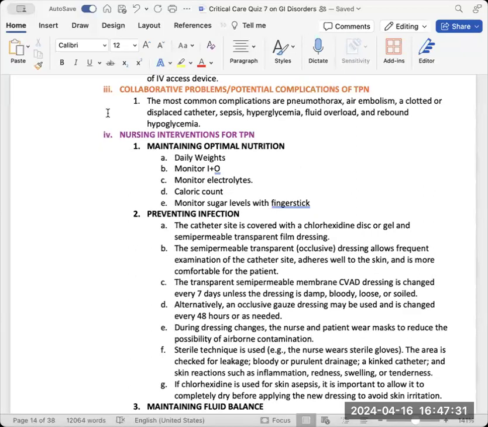Well, one of them is infection, right? We talked about the idea of the sugar. So they're at risk for things like sepsis. They're at risk for pneumothorax and clotting, because it's a central line and air embolisms can get into it. They're also at risk for hyperglycemia, as we saw, because of what's in the TPN. They could be at risk for fluid overload because they're getting fluid through the central line, and too much of it could be harmful. And they could even have rebound hypoglycemia, especially if it's stopped abruptly or you run out.